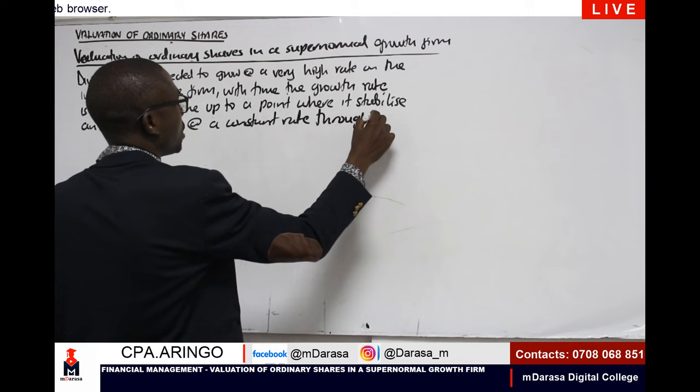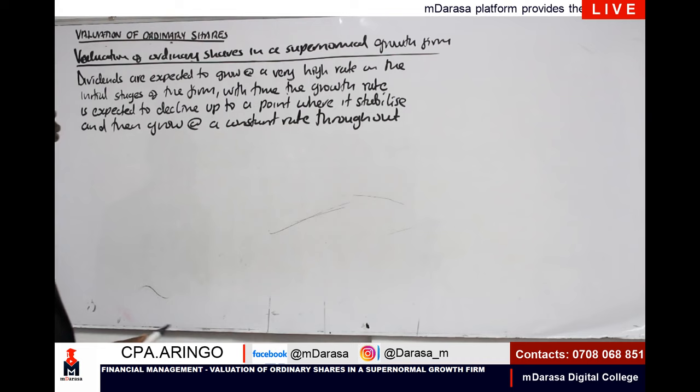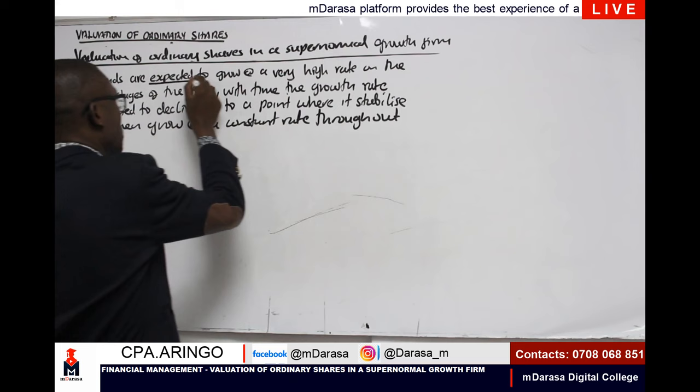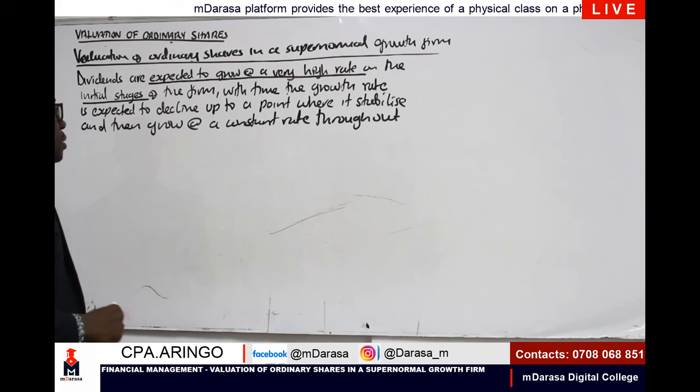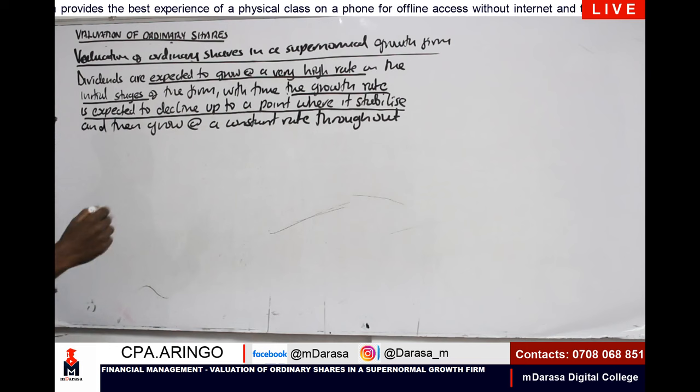So what are the characteristics that you're able to pick here? We are saying that in such a situation where we are talking of supernormal growth, there are these three stages which you can clearly identify: the dividends are expected to grow at a very high rate in the initial stages of the firm. With time, what will happen to the growth rate? The growth rate is expected to decline up to a point where it stabilizes. After that, what will happen? They are going to grow at a constant rate throughout.